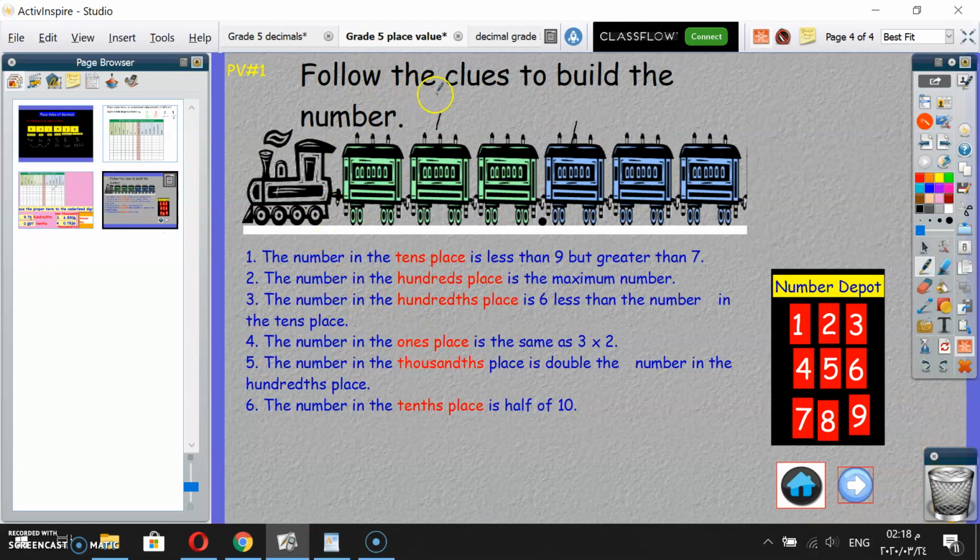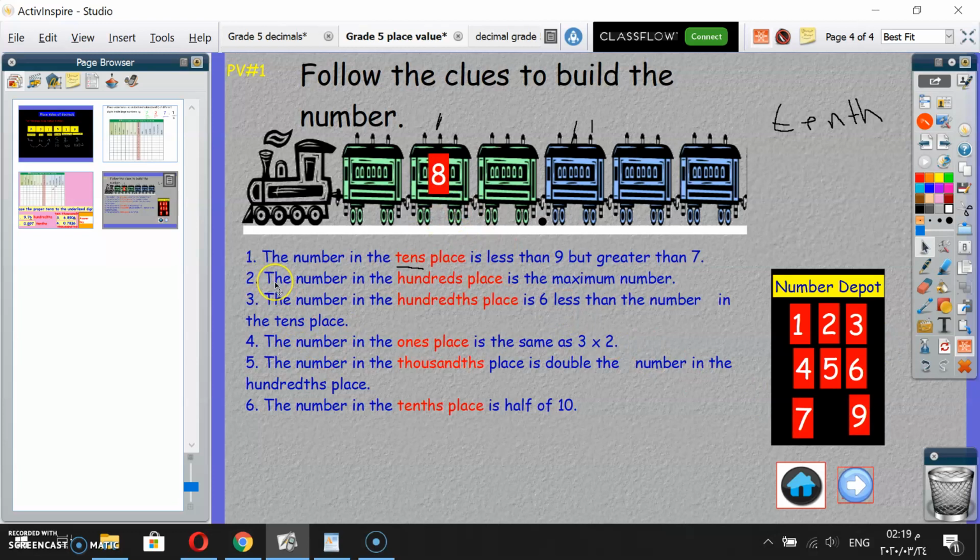The last exercise, follow the clues to build the numbers. We are going to answer these questions to know the numbers here. The number in the tenths place is less than 9 but greater than 7. So where is the tenths place? Here is the decimal point. This is the first digit, so this is the tenths place. If it is written like that, tens, then the tens place will be here, this digit. But because it ends with THS, this will be the tenths digit. So it is less than 9 but greater than 7, so it will be 8.